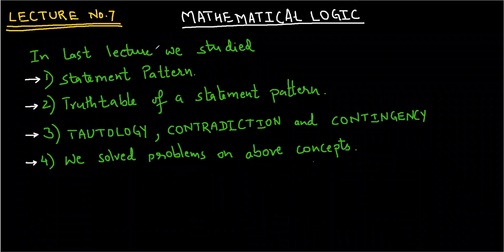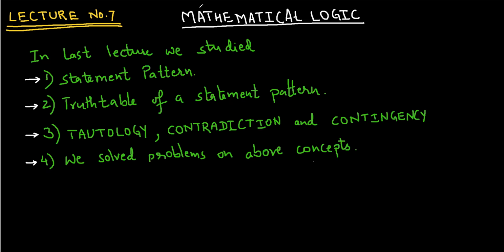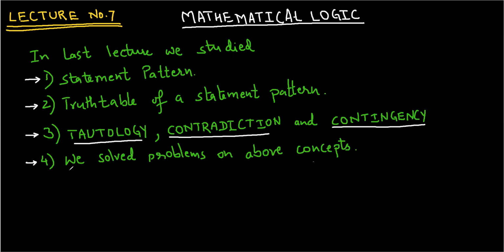In the last lecture, that is in lecture number 6, we studied the following things. We studied what is a statement pattern. Then we studied how to construct the truth table of a statement pattern. The next thing we studied was when do we call a statement pattern a tautology, a contradiction or a contingency. Finally, we solved problems on the above concepts.